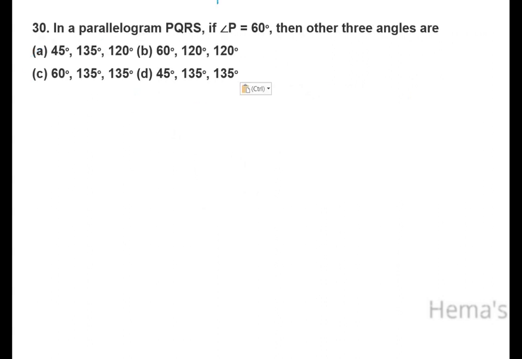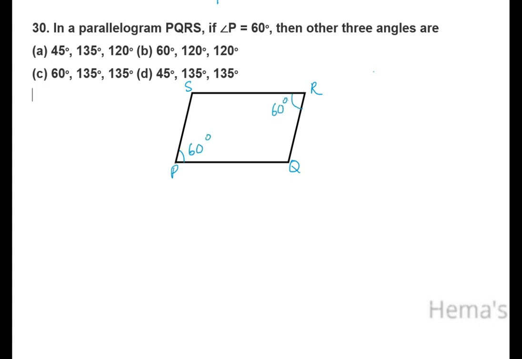In a parallelogram PQRS, if angle P is equal to 60 degrees, then the other three angles are... Let this be parallelogram PQRS, and given to us is angle P is equal to 60 degrees. The measure of angle P and angle R is equal because they are opposite angles of a parallelogram. Angle S and angle P are supplementary angles. Therefore, angle P plus angle S is equal to 180 degrees. They are on the same side of the transversal.